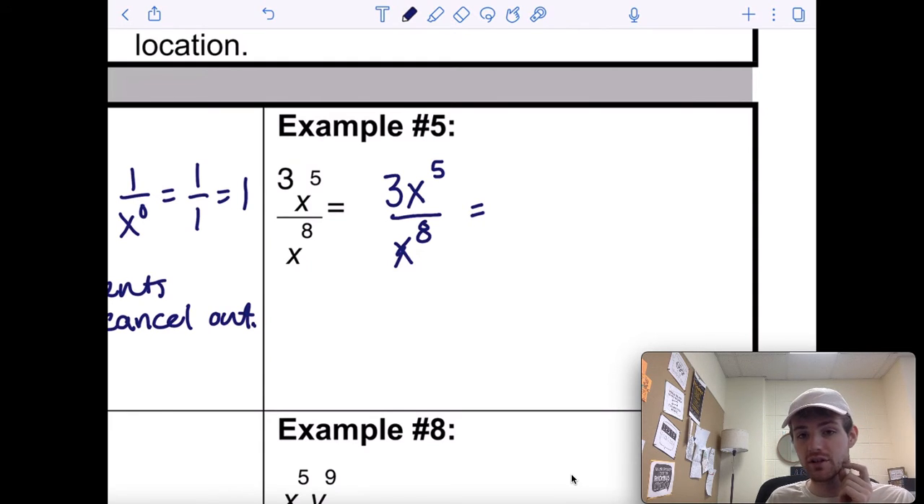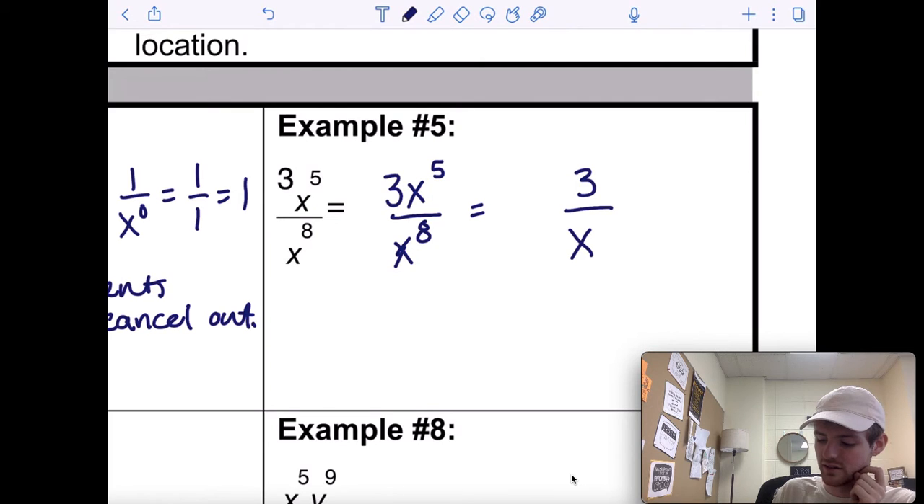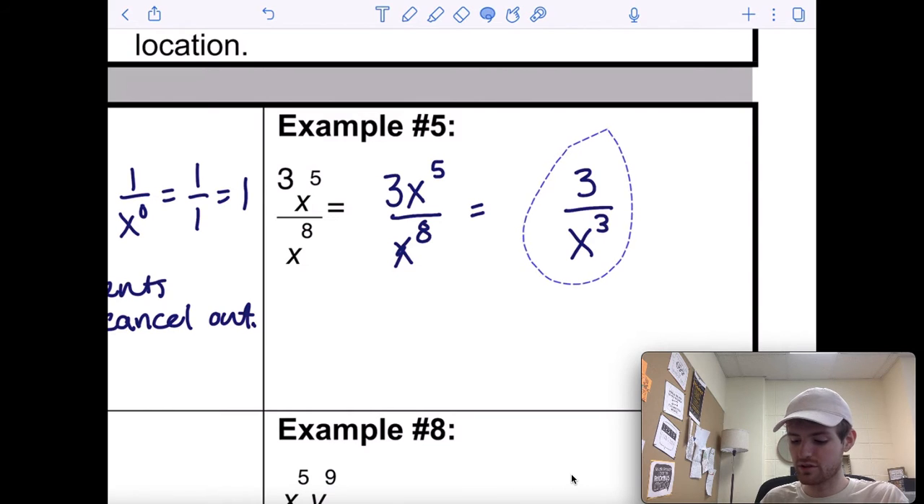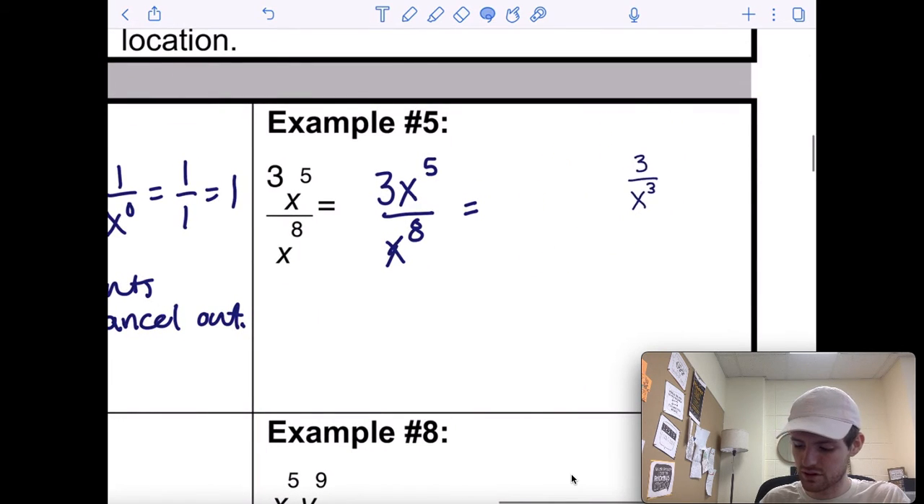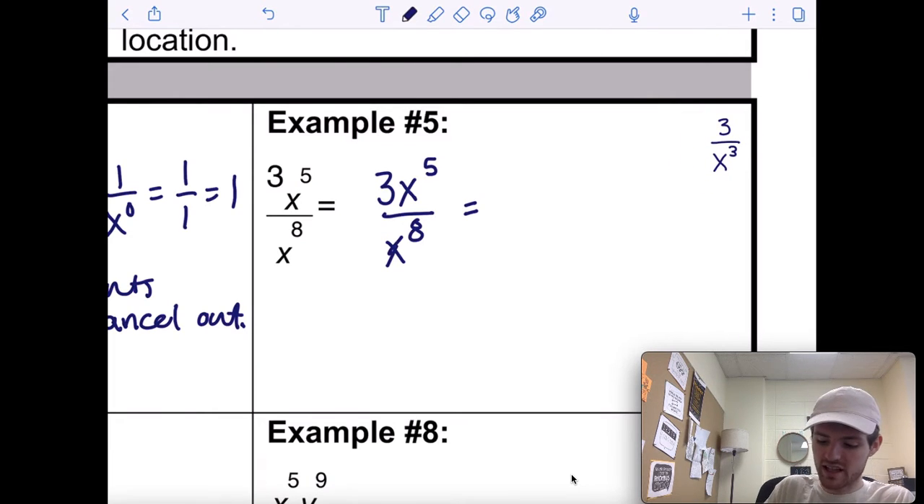I'll go ahead and tell you that the correct answer is 3 over x to the 3rd. That's what we're looking for. I want to shrink you. This is how we get it. We take it base by base.